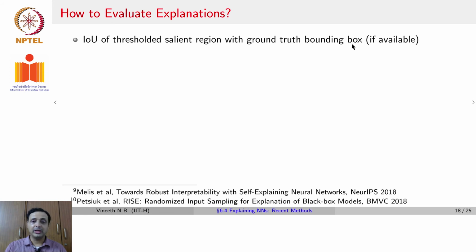So if somebody already told you that given an image, I have a cat in the image, but I also am giving you a bounding box around the cat. Let's say that's part of the data set. Then if my saliency map has a high intersection over union with this particular cat, what is intersection over union? We'll see this in more detail when we see other tasks such as detection in vision. But if that intersection over union is high, we assume that our saliency map or our method to compute the saliency map has worked fairly well. What else can we use?